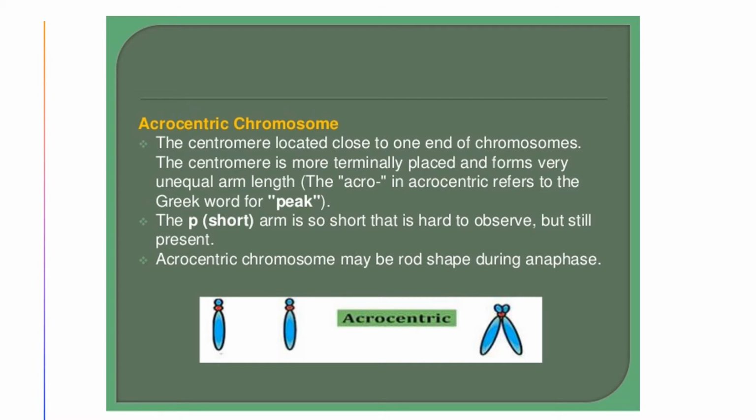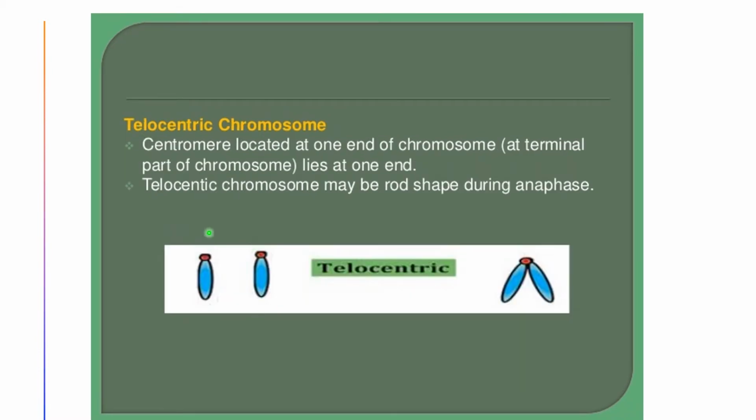Okay, next is telocentric chromosome. The centromere, which is situated at one end of the chromosome, that is at a terminal position, is called the telocentric chromosome. It lies at one end. And even this represents a rod-shaped structure during anaphase. Fine. So these are the four types of the chromosome based on the position of the centromere: metacentric, submetacentric, acrocentric, and telocentric.